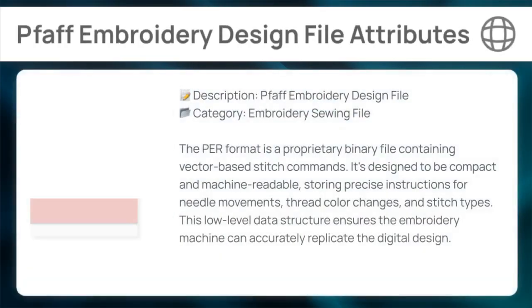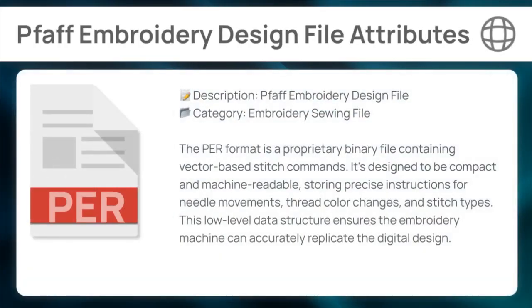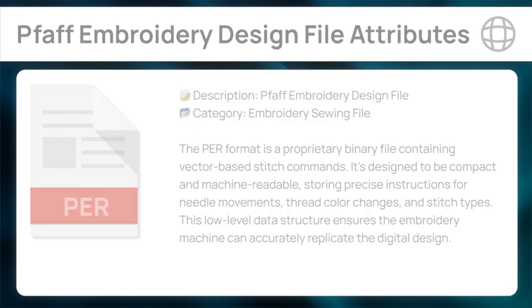The PER format is a proprietary binary file containing vector-based stitch commands. It's designed to be compact and machine-readable, storing precise instructions for needle movements, thread color changes, and stitch types. This low-level data structure ensures the embroidery machine can accurately replicate the digital design.